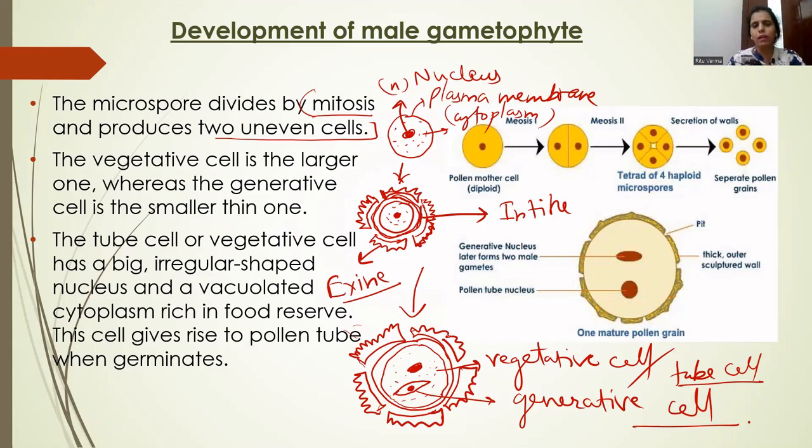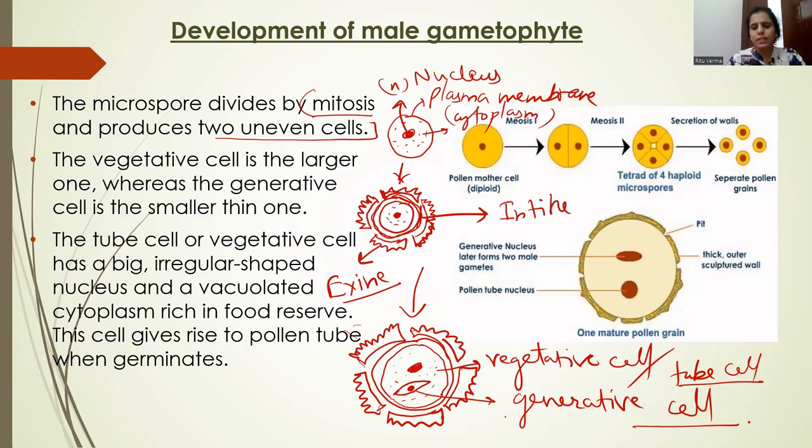This cell is also called the tube cell because we have studied in lower grades that whenever a pollen grain falls on the stigma, the pollen grain produces a pollen tube. So this tube cell or vegetative cell gives rise to the pollen tube of the germinating pollen grain, whenever it falls on the stigma.